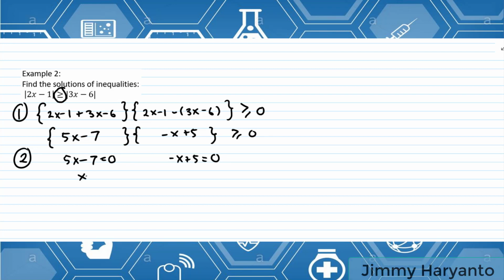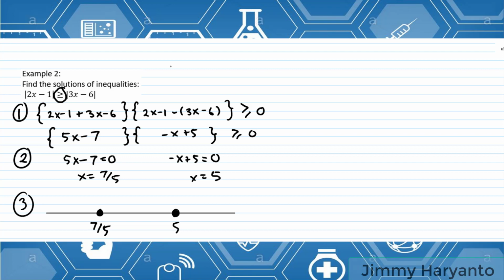Step number 2, make it 0 to get the value of x. x will be 7 over 5. For this one, x equals 5. And then number 3, draw a number line for 7 over 5 and 5. This time we have to color the dot because there is an equal sign.